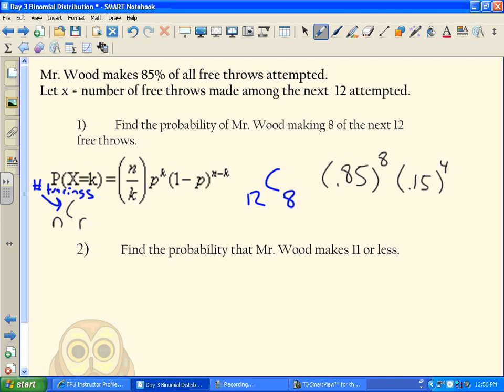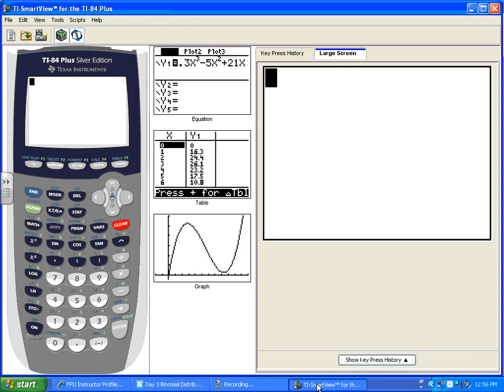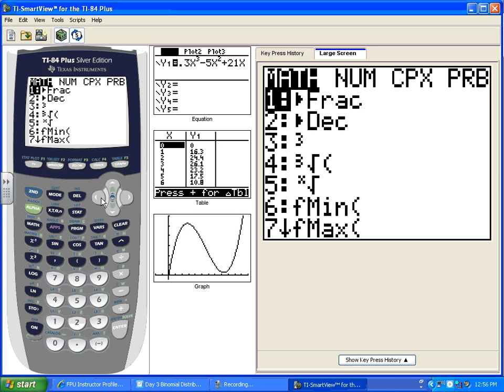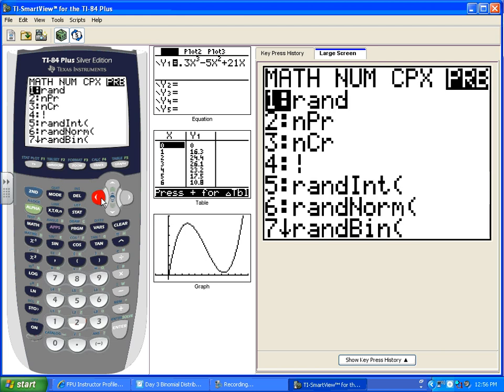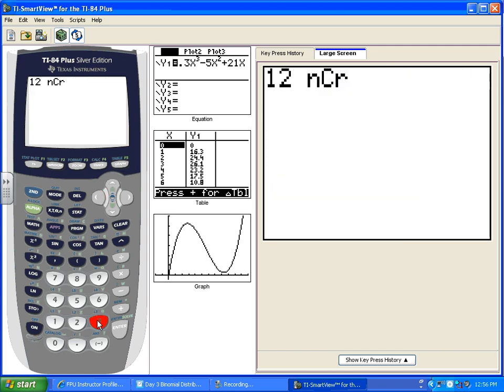12C8 makes me not have to fill out that whole ugly tree diagram. Here's how you do it. We go 12, that's the number of shots I'm talking about. Go to math, probability, and you see the button right there, NCR. 12 NCR, and what are we going to put there? 8. So there's 495 unique tracings of me making 8 shots.